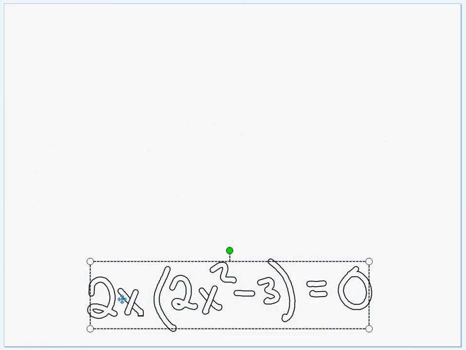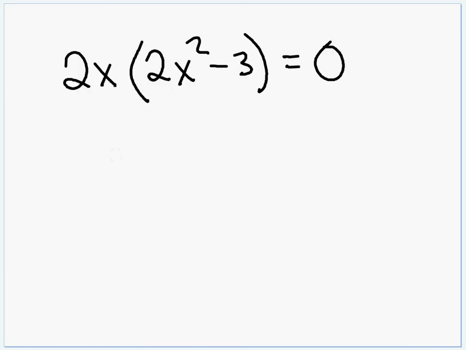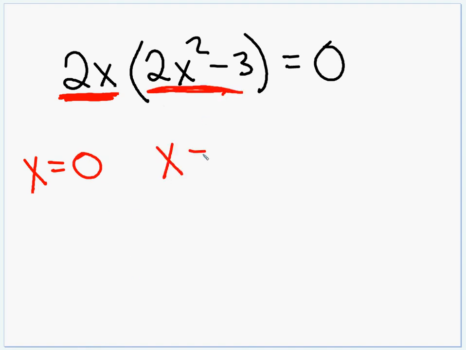Now, if we set the first component, 2x, equal to 0, we get x equals 0. And what about here? Well, let's see. The first thing we're going to do is add 3 to both sides, so now it's a positive 3 on the other side. We're going to divide by 2 to get the x squared alone, and then to get x squared down to x, we're going to take the square root. Don't forget the plus and minus. So here are the critical numbers.